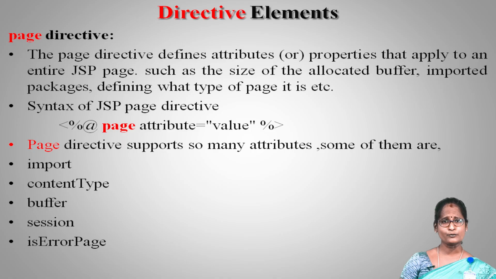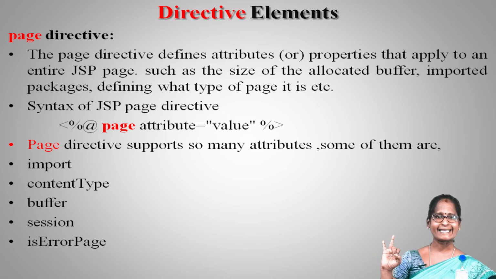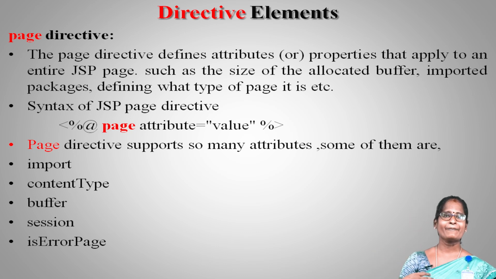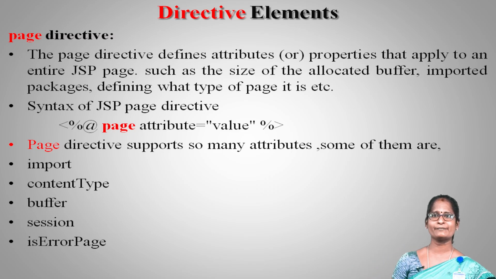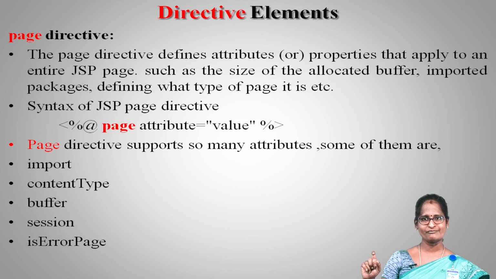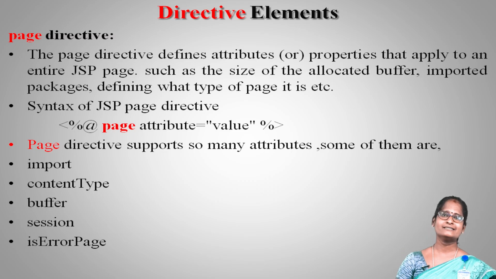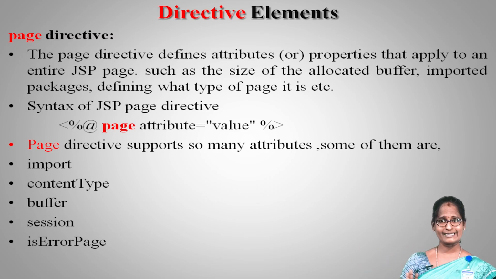JSP supports three types of directive elements. The first one is the page directive, the second one is the include directive, the third one is the taglib directive. The first one, the page directive. The page directive defines attributes or properties that apply to the entire JSP page, such as the size of the allocated buffer, imported packages, defining what type of page it is, etc. The syntax is page attribute equal to value. The page directive supports many attributes. Some of them are import, contentType, buffer, session, isErrorPage, errorPage.